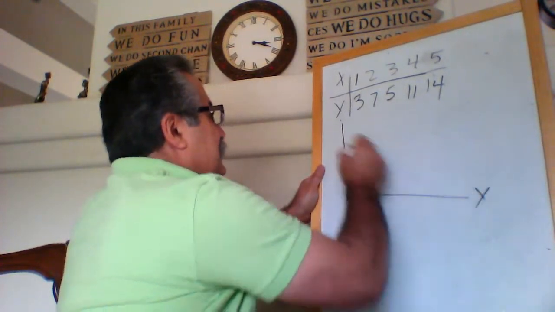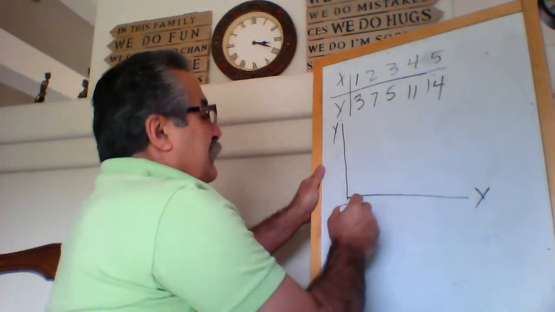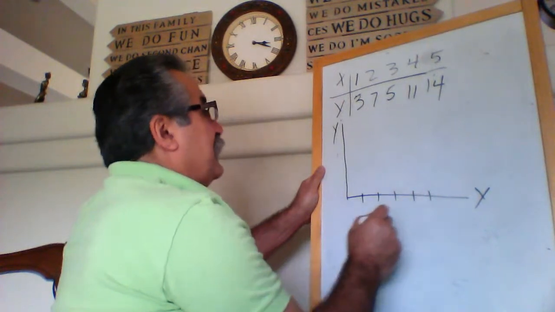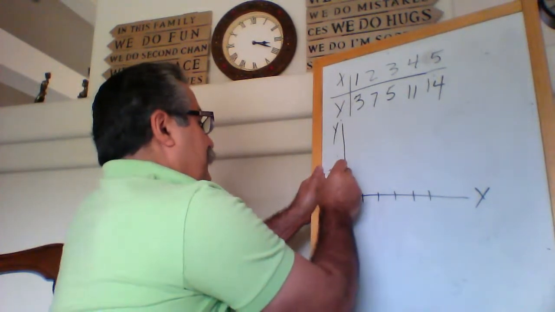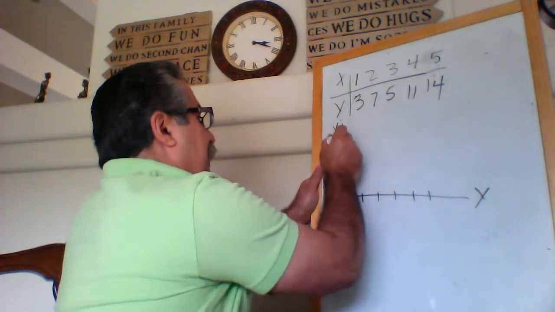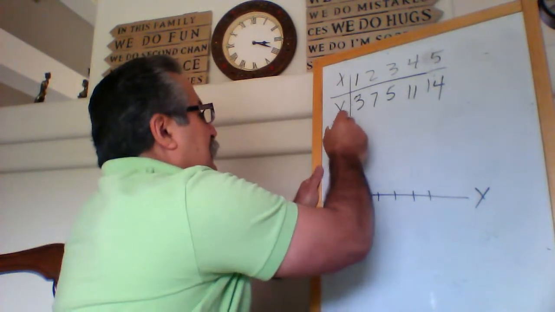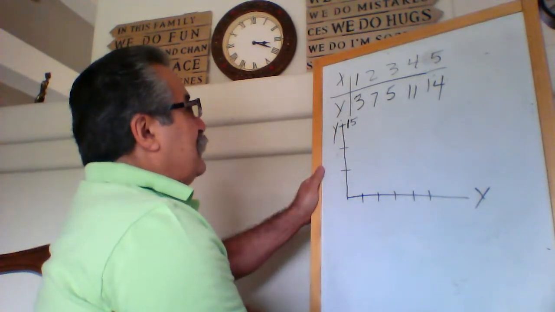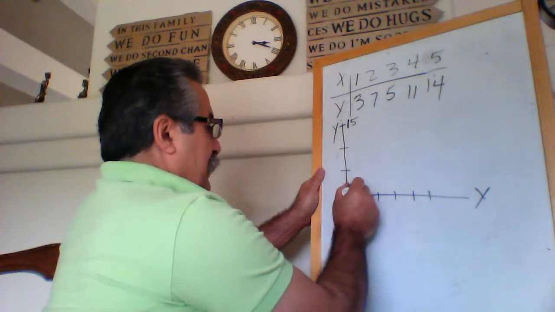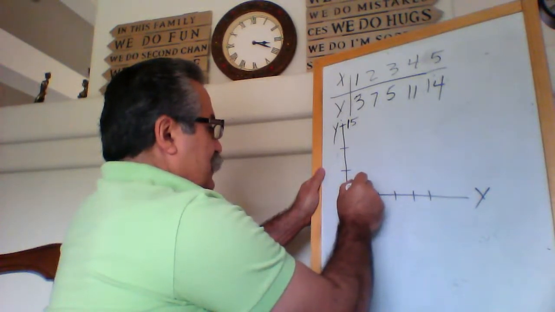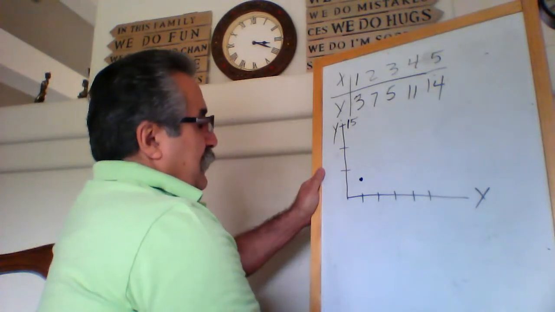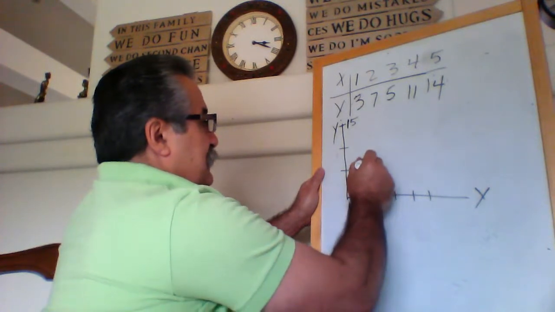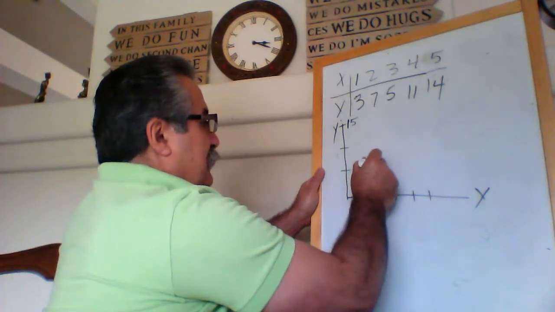So this is x, and this is y. 1, 2, 3, 4, and 5. Let's say 5, 10, and 15. This is 15, for example. When x is equal to 1, y is equal to 3. This is 1 point right there. When x is equal to 2, y is equal to 7. This is 2. 7 would be approximately right here.